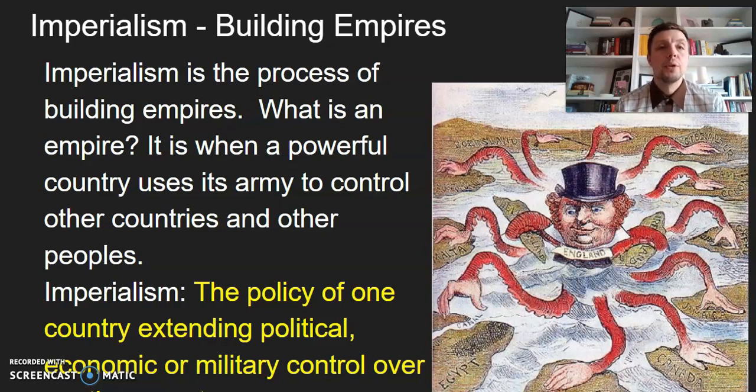Imperialism, the building of empires. Imperialism is the process of building empires. So what is an empire? It is when a powerful country uses its army to control other countries and other peoples. The definition of imperialism is the policy of one country extending political, economic, or military control over another country. Can you think of any examples from history that you've heard of? Any empires?